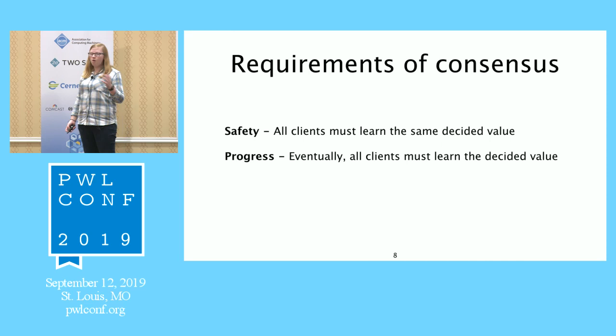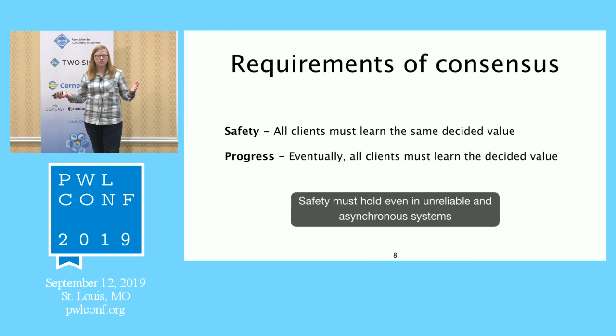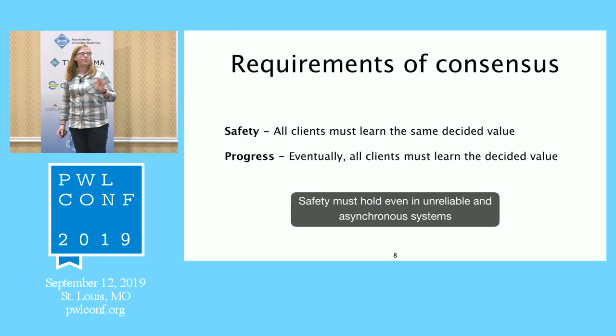What makes this more tricky is the fact that safety has to hold regardless. It doesn't matter if the machines fail, if they come back again or not, if messages are dropped, if they're reordered. We can't place a bound on how quickly a message will be received. We can't place a bound on how quickly a machine's going to respond. We can't rely on clocks. It is the Wild West out there, and we have to ensure safety regardless. However, when it comes to proving progress, we do have to make some assumptions about the liveness of the system, and that's how we circumvent and dodge that impossibility result that we saw earlier.